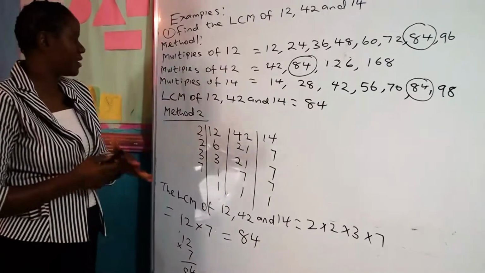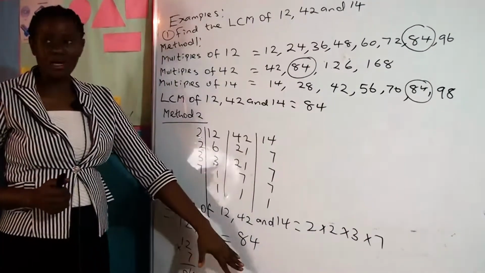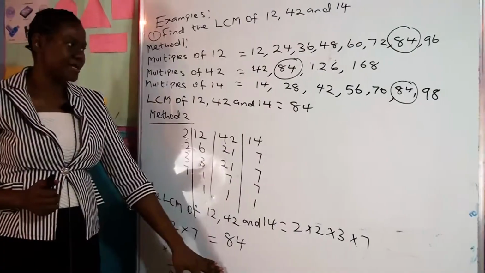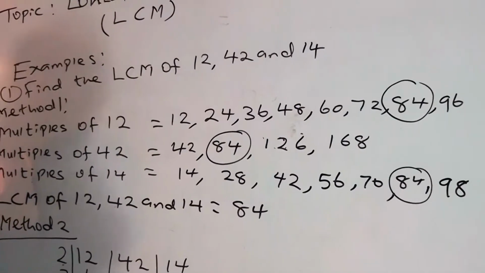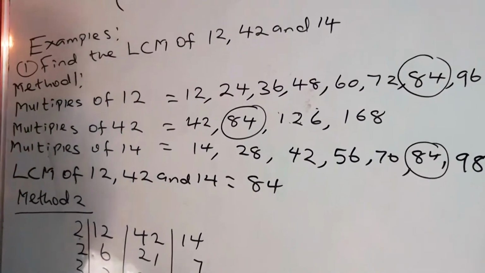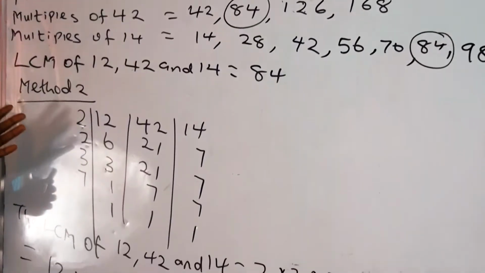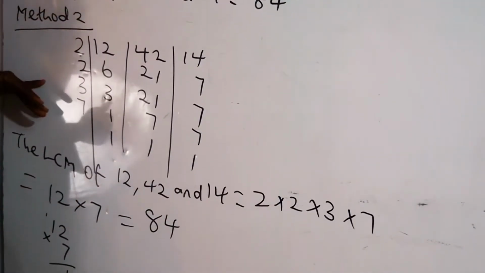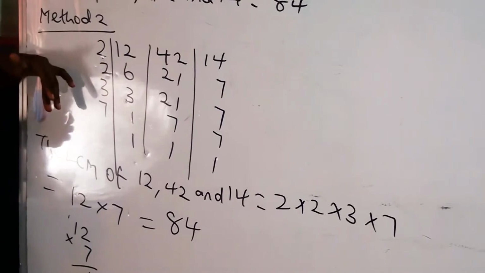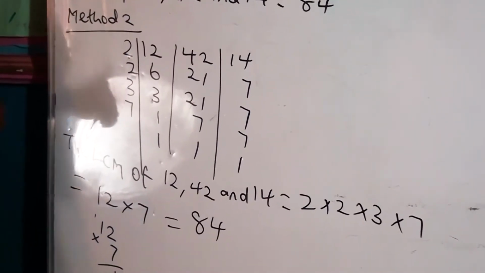You can see from the first method and the second method, I have the same answer. LCM of 12, 42, and 14 is 84. Either of the methods could be used, but I think you would find this easier. So we'll use this for our next example.